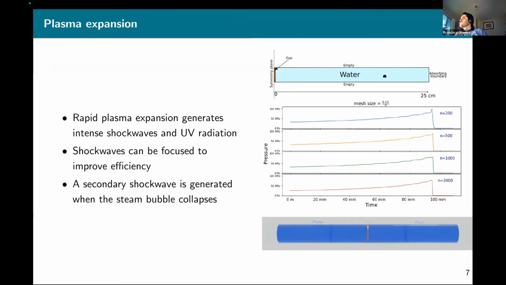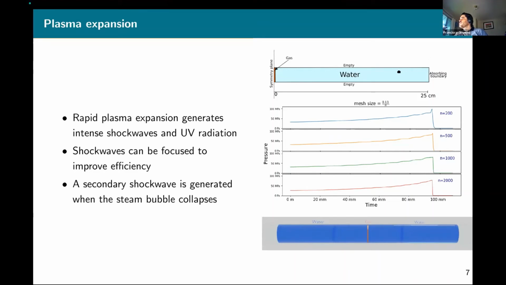This is just a 1D case where we have at one end a symmetry plane. We have a small thin gas channel that we initialize at a high pressure, and then we just have water, for which we're using the Tate equation, the equation of state for water, and at the other end an absorbing boundary condition.